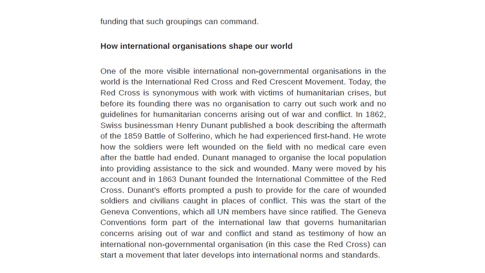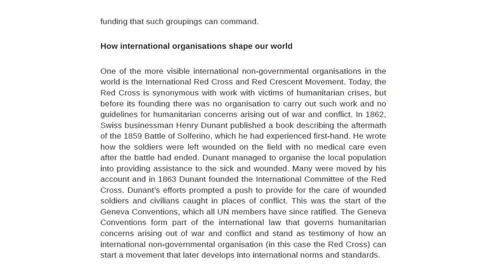Dunant managed to organize the local population into providing assistance to the sick and wounded. Many were moved by his account, which means emotionally moved. And when you're emotionally moved, you usually do something. And in 1863, Dunant founded the International Committee of the Red Cross. You want that to be a question on the mid-final? Who founded the International Committee of the Red Cross? It was Joe Biden, wasn't it? Because I know it wasn't Trump. I hope my students don't say that.